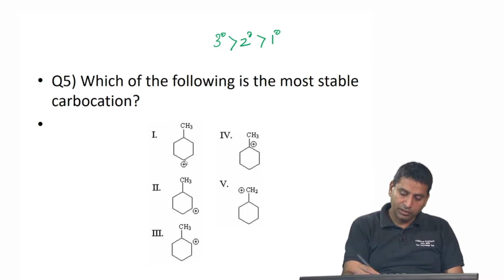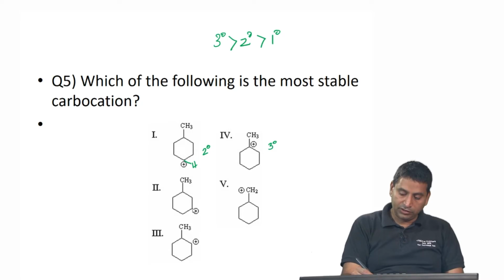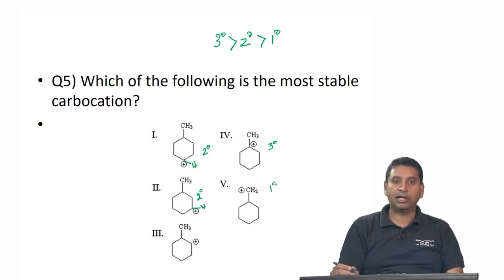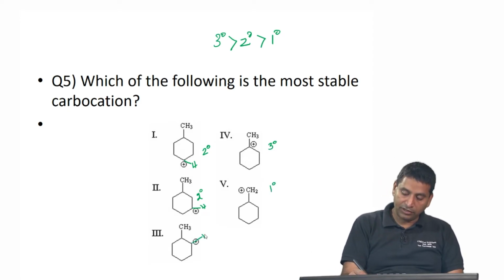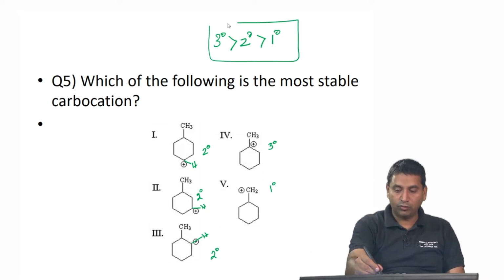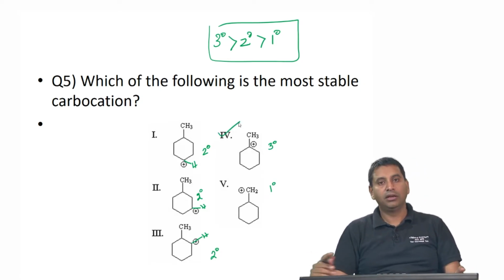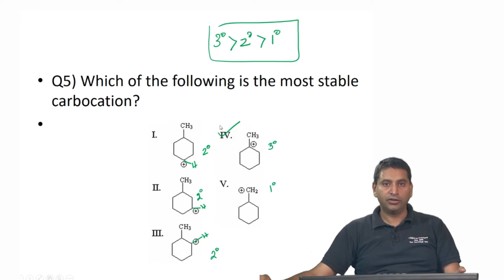So let us look at this one. So this has 1 hydrogen on this. This is a secondary carbocation. This has 0 hydrogens. So therefore this would be a tertiary carbocation. This again has 1 hydrogen. This would be a secondary carbocation. This has 2 hydrogens, and therefore this would be a primary carbocation. And this again has 1 hydrogen, and therefore this would be a secondary carbocation. Now looking at the order of what we had studied, all the secondary carbocations and the primary carbocation can be left behind, and the correct answer would be answer 4, which is a tertiary carbocation.